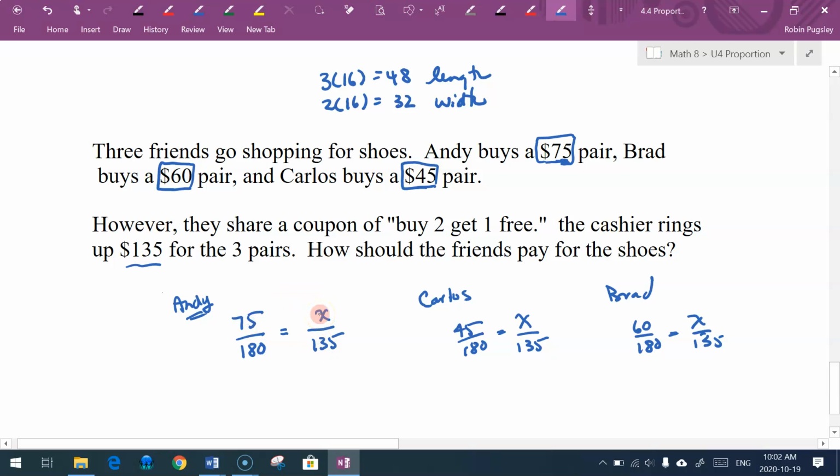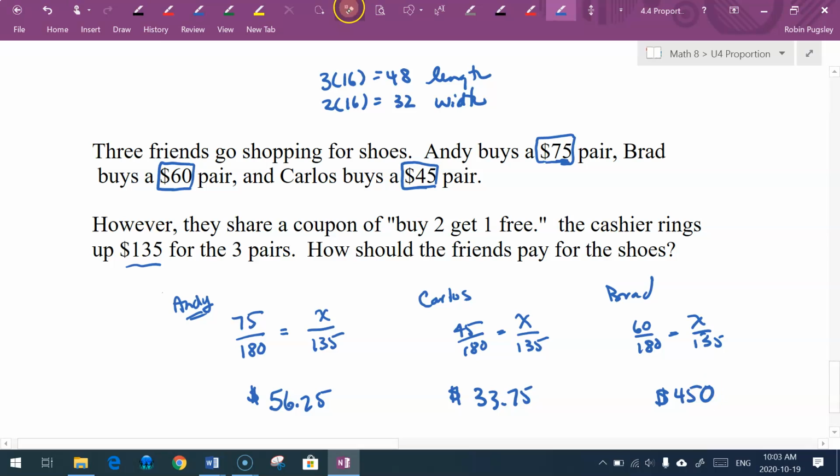And we should be getting the numbers for the first one. We should be getting Andy pays $56.25. For Carlos, we should be getting, Carlos pays $33.75. Check your answers if you did it on your own before watching the video, or maybe you did it a different way and got to the same answer, which is great, because there's not always one way to solve a problem. There's different ways to think, as long as we're thinking proportionally.